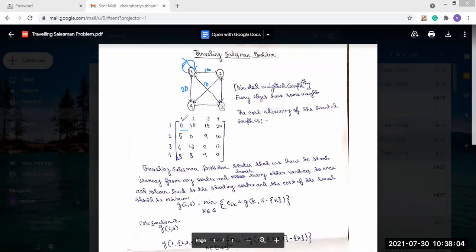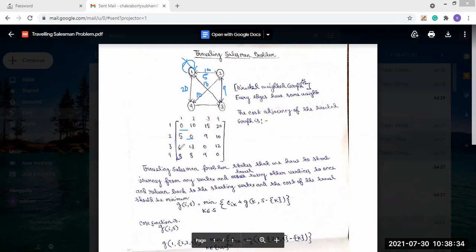Same as for 2 to 1, because they are bidirectional. So here from 2 to 1, the value is given as 5. From 2 to 2, there is no self loop, so that's why it is 0. From 2 to 3, the value is given as 9. And from 2 to 4, the value is given as 10.